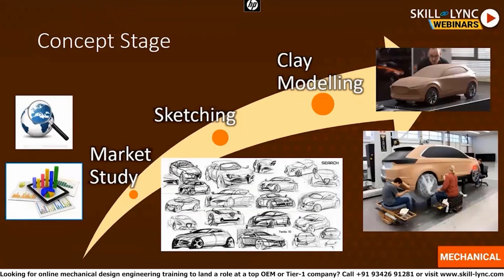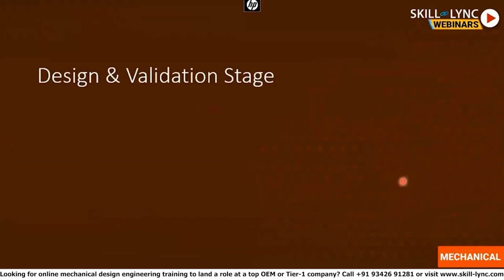And after the clay modeling is done, they will paint the car with the actual paint they are going to give for the final product. And once that is done, you can see that it doesn't look like a clay model. It looks like a real car basically. So that is how the clay modeling is being done to visualize the feel of the product. So this is what is done in the concept stage.